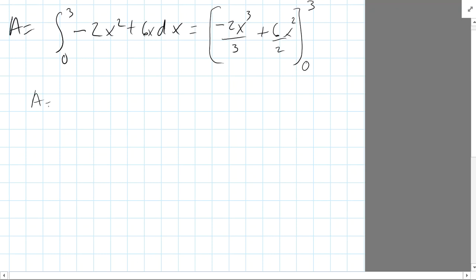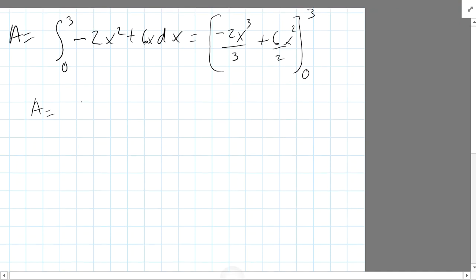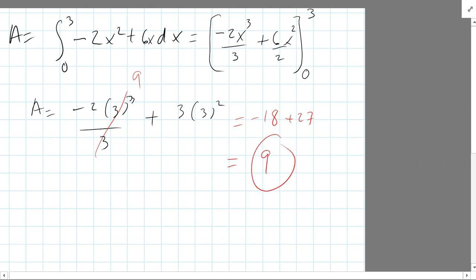So what does my area equal? My area equals, I'll plug in the 3 first. So negative 2, 3 cubed, write this out. I'm going to show you number sense because this is a non-calculator question. Plus, this is 3 times 3 squared, right? Agreed? Okay, 3 cubed over 3, is that going to become 9 because I get rid of a third? So does that become a negative 18? And what is 3 cubed? 27. What's 27 minus 18? 9. It's simple. Yeah, it's that easy.